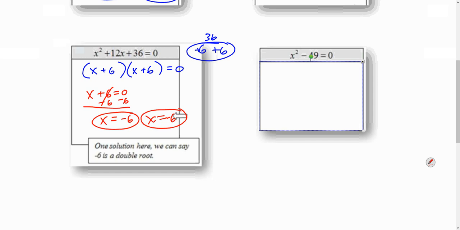And then finally, the last one. The last one is, let's see what we got here. What kind of, oh, I can't see it. What kind of problem is this one?